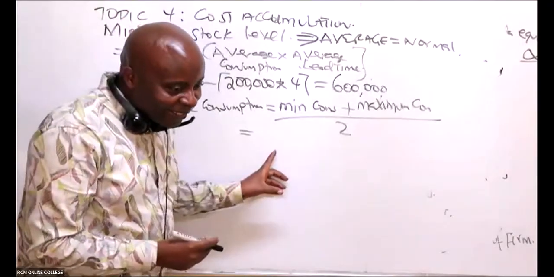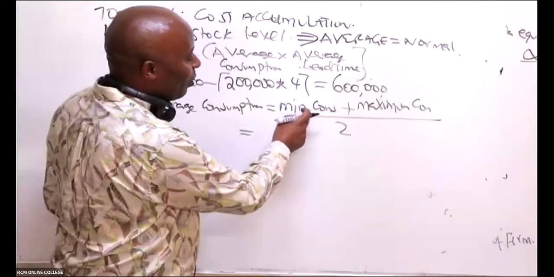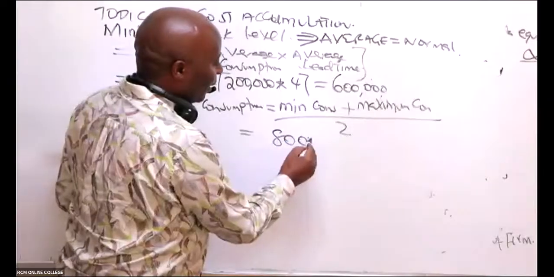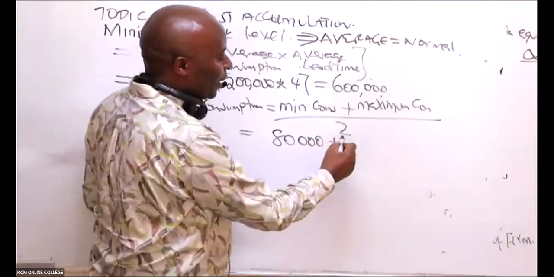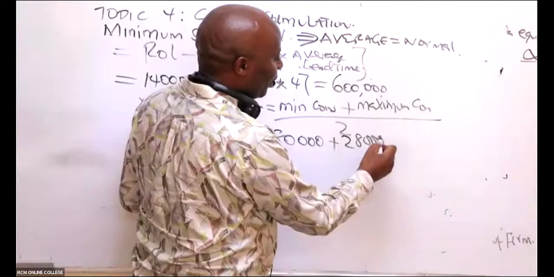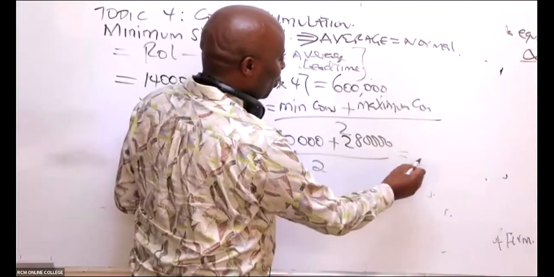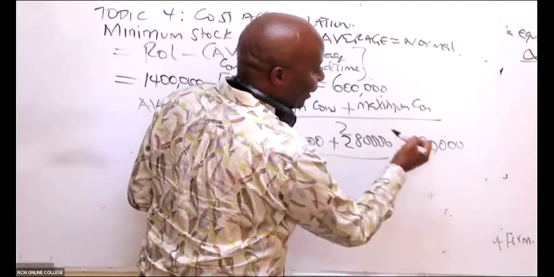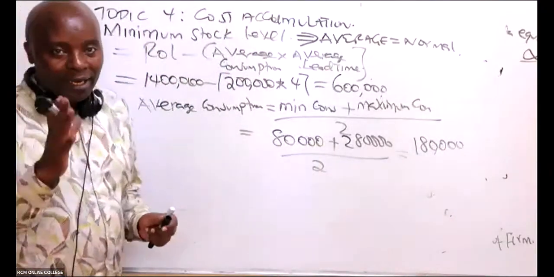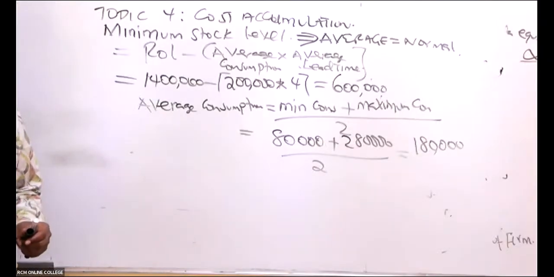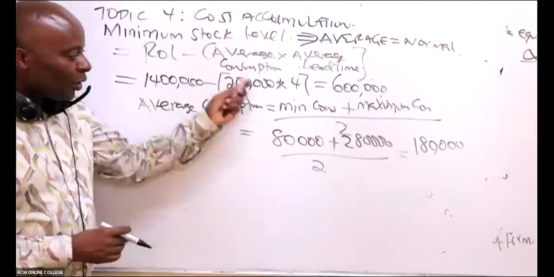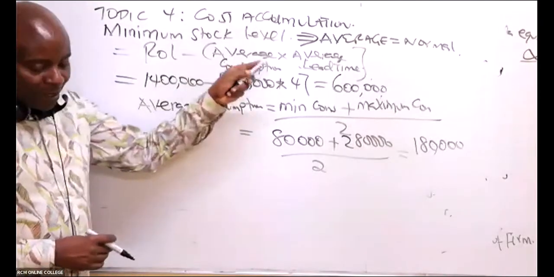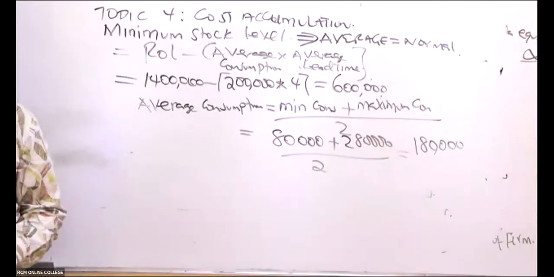In financial reporting, you are time squeezed. So minimum consumption is how much? 80,000, plus maximum consumption, which is 280,000. You divide by 2, which will end up giving us 180,000. You can see they're giving us different answers, but both of them are allowed. So when you see the 2 in the marking scheme, any will work, but the answers will be different.